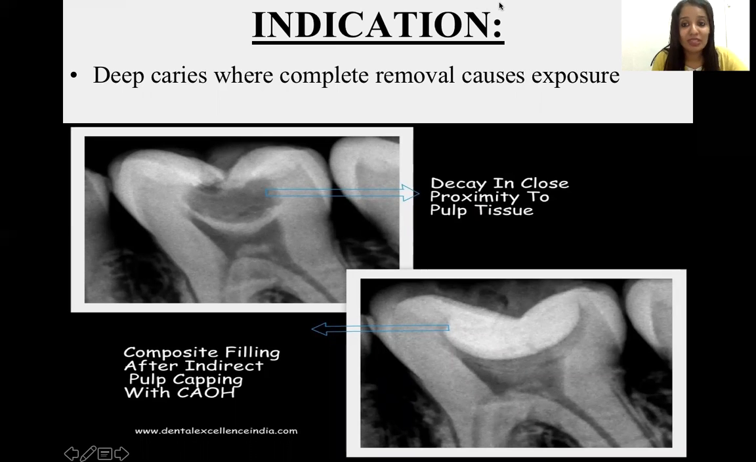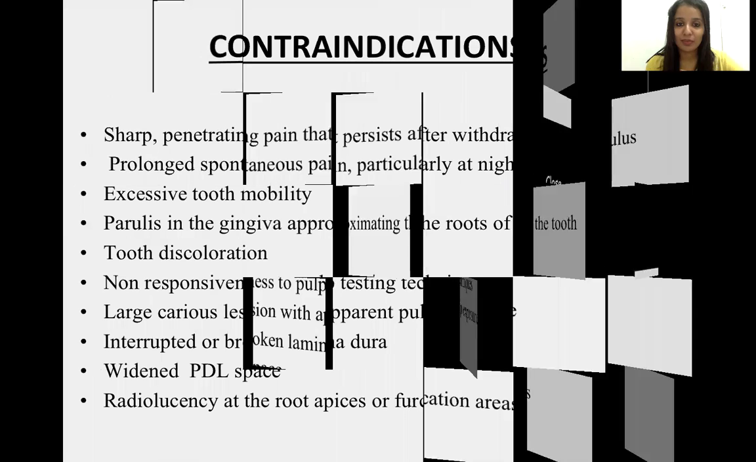There are so many materials available nowadays that we can use for the purpose of indirect pulp capping. And after the capping, we can do a composite filling or use any other filling material to close the cavity. So this is the ideal and most important indication for the indirect pulp capping procedure.